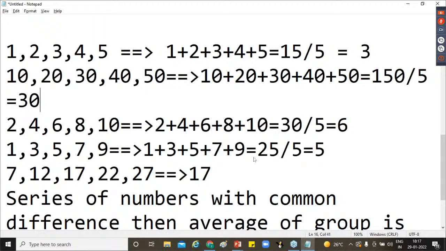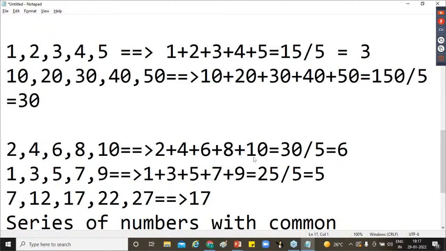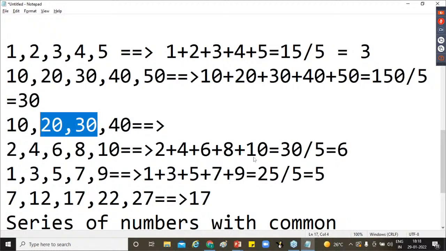The average should be a middle number. For example, 10, 20, 30, 40, 50. The average is 30. 30 is the middle number. In case they give only 4 numbers, then the average is the middle number, but there is no middle number directly. The answer is not 20, and the answer is not 30. What is the middle number between 20 and 30? 25 is the average.